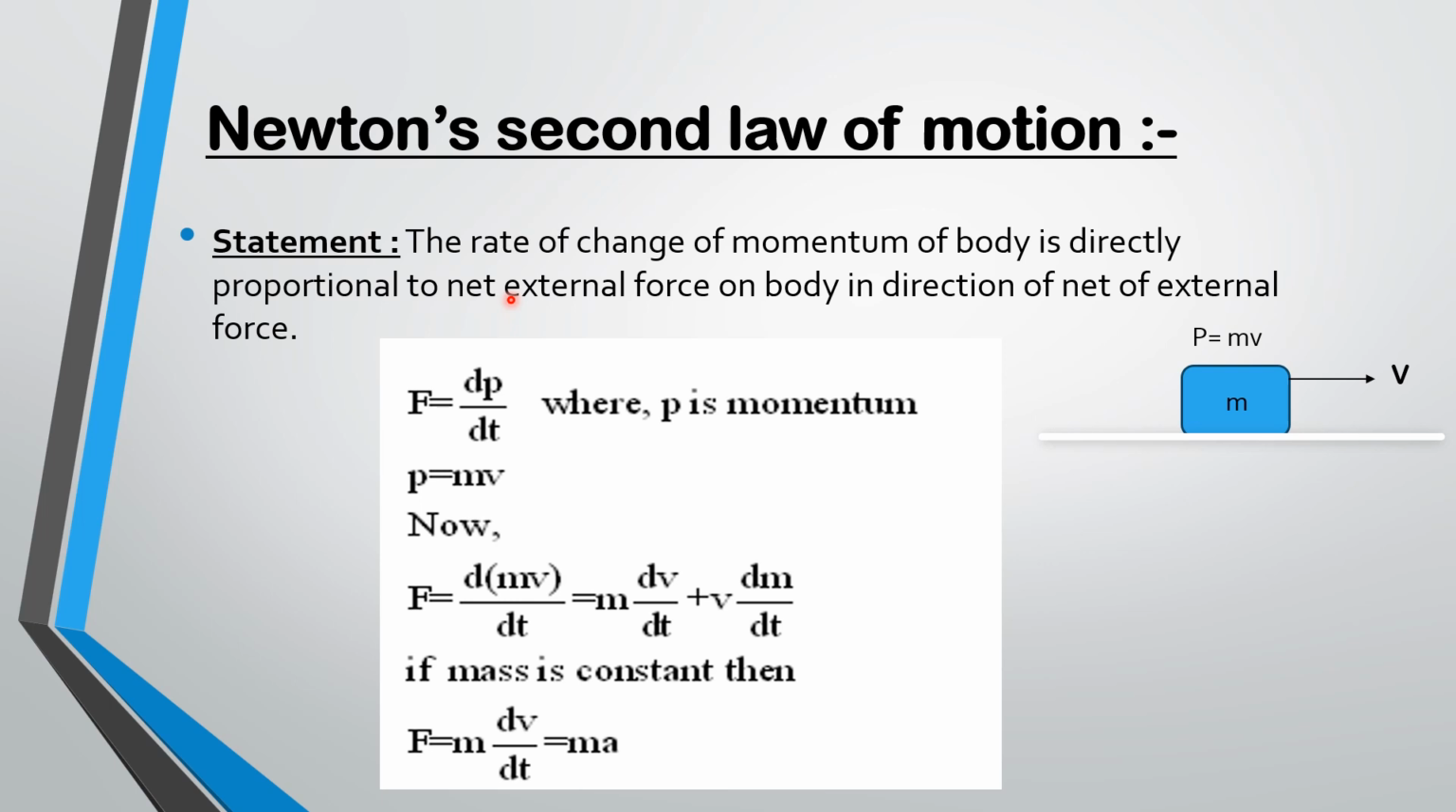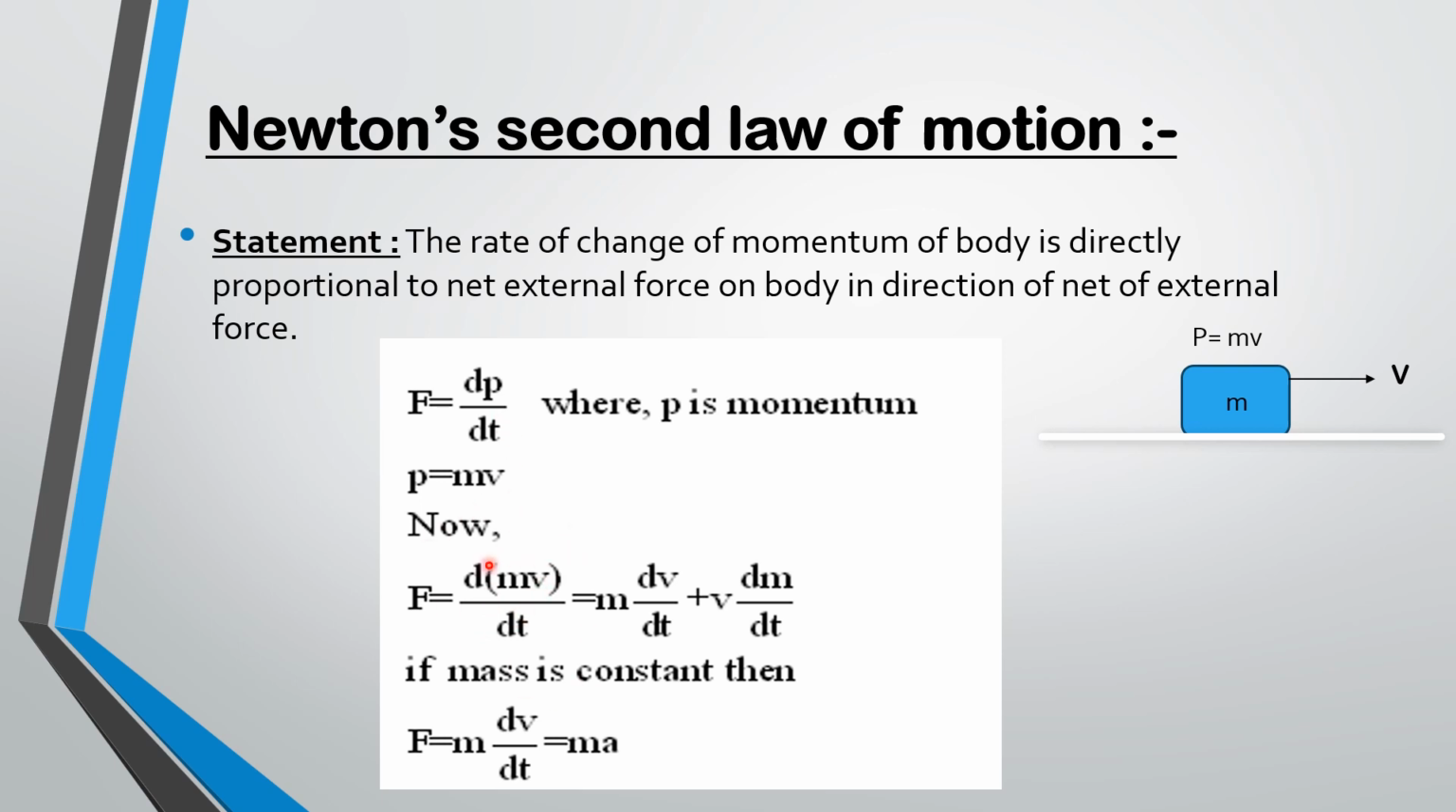There may be the application of two forces or one force, so we call it the net force, the sum of the external forces. The external force, denoted F, is directly proportional to the rate of change of momentum, where P is the momentum. P is equal to mass times velocity, as we know. So we apply P equals mv in this formula. The equation we obtain in the second law is F equals d/dt of mv.